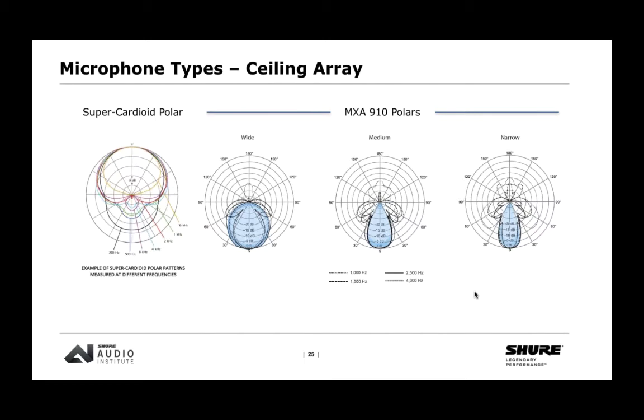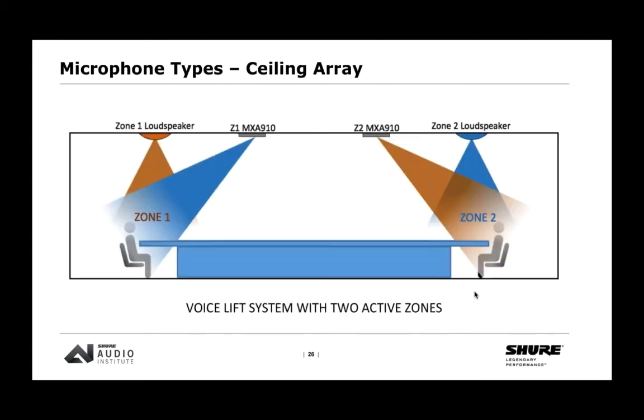Again, because those calculations are based on omnidirectional microphones and loudspeakers, as soon as you go to a more directional microphone, you're going to pick up additional gain before feedback.